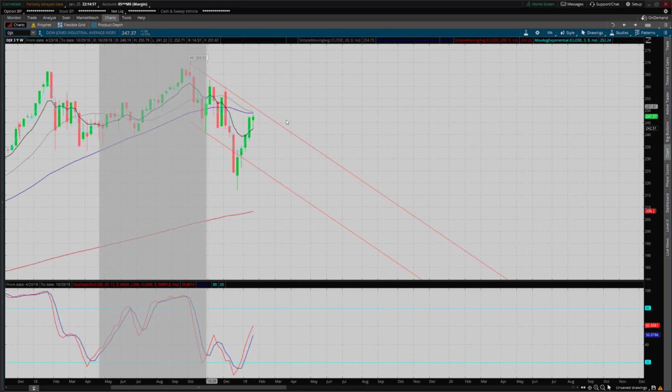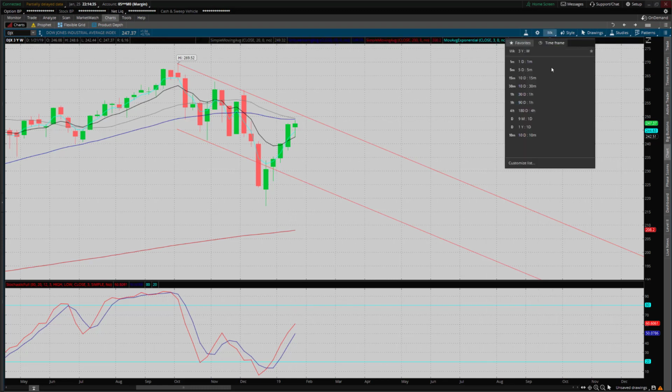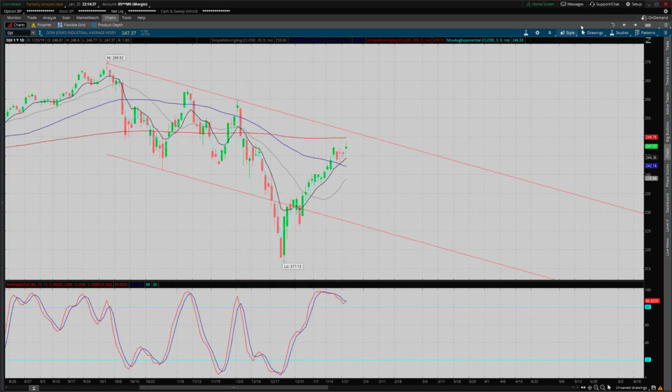And on the weekly, possibly a doji. So that's another potential reversal signal. A doji after such a strong up move there on the weekly. Possibly rejecting off the 50-week simple moving average. We'll have to see, though. Okay, so that's the Dow as it stands.